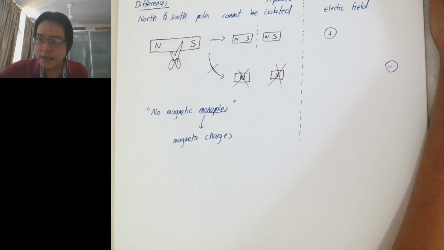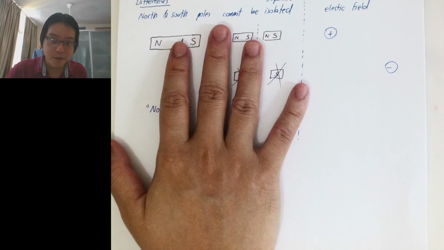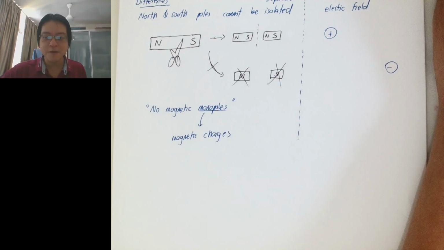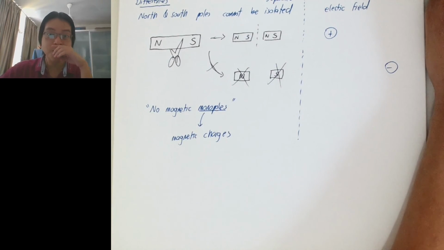So it is one of the big problems in physics. If you happen to find one, make sure you keep it, because you will win a Nobel Prize if you find a magnetic monopole.